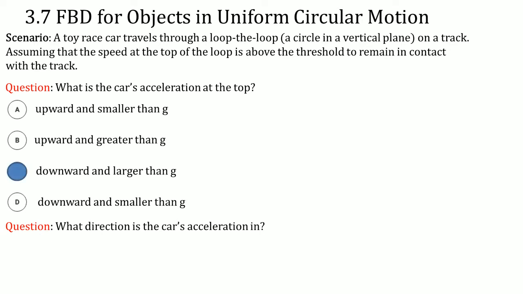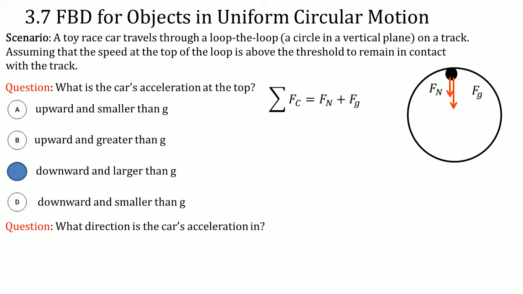It would be downwards and larger than g, which is the gravitational field of 9.8 meters per second squared. How are we getting that? Let's take a look at the loop. At that point, when it is on top of that loop and on the inside of that loop, the force of gravity is pointing down and the normal force is also pointing down. So here there are two forces contributing to the centripetal acceleration.